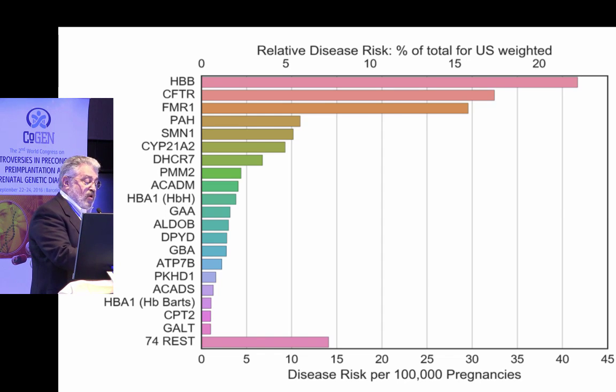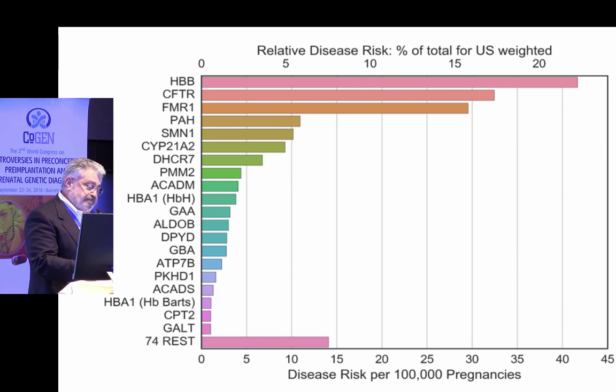The other thing I want to point out, of the least common one, the 74 rest at the bottom just means the rest of the low frequency disorders. If you pool them together, they still end up being a sizable category. But the trade-off is a couple of things. First of all, as you increase the number of disorders, even though you may not have as many affecteds, you end up having more carriers and having to do more testing.